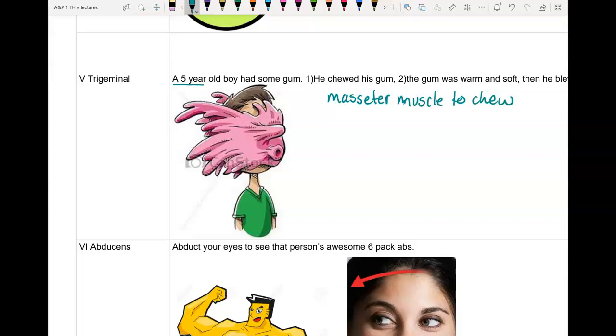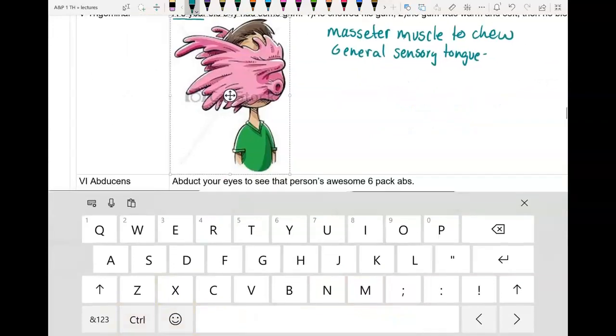The gum was warm and soft. So that's general sensory from your tongue. Remember that you have taste and you also have temperature and texture of your food. So this, the gum was warm and soft, tells us that it is carrying general sensory from the tongue, which is the temperature and texture of your food.